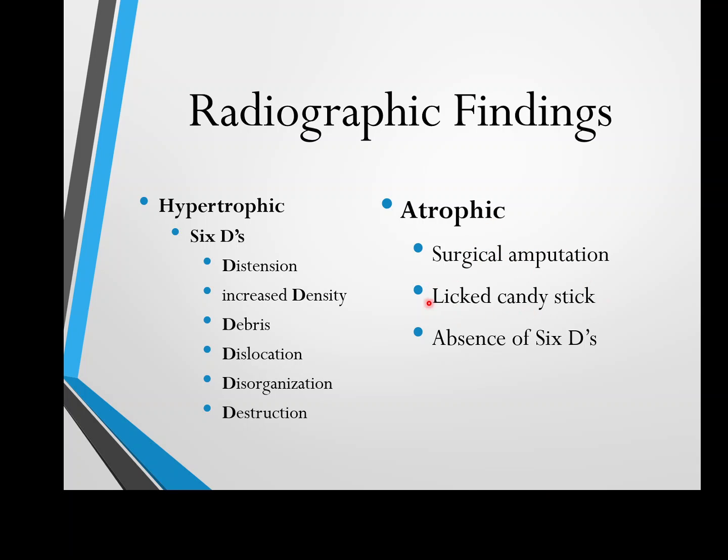You can also get a licked candy stick appearance of the bones, in particular of the tarsals, where, as you start to lose the distal aspects, the bones will become very thin and narrowed at the far end, making them appear very fat at the proximal end, and very thin and narrow at the distal end, appearing like a licked candy stick. And obviously you'll also have absence of the 6Ds found in the hypertrophic form.